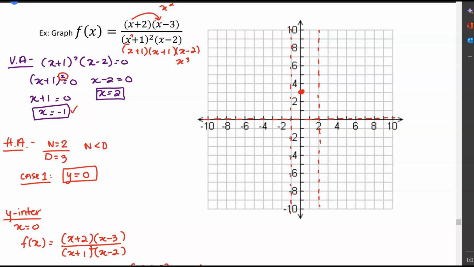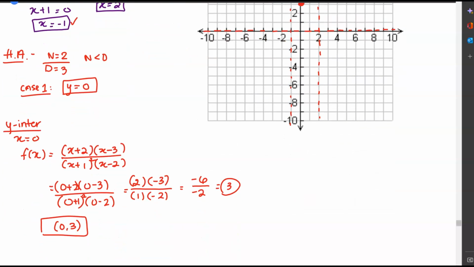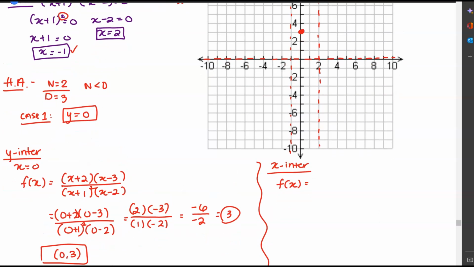Now, do we have any x-intercepts? In order to have x-intercepts, we would set y equal to 0. So let's write this equation again: f of x equals x plus 2 times x minus 3 all over x plus 1 squared times x minus 2.